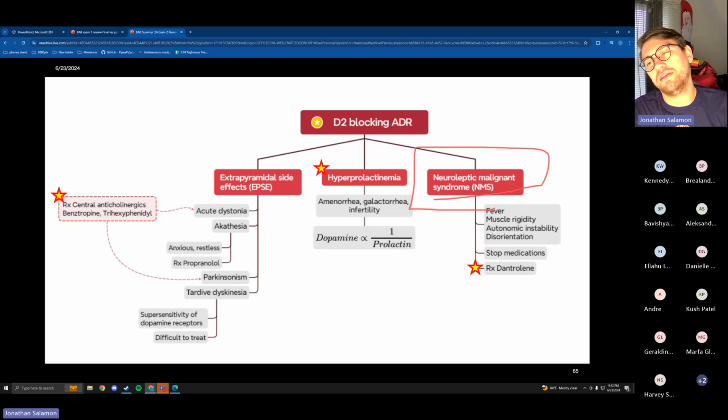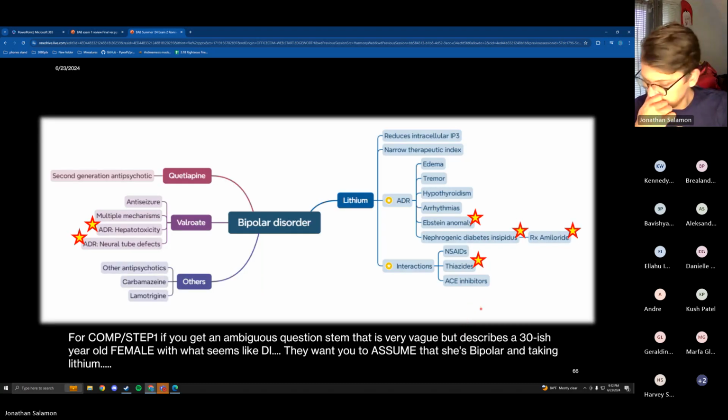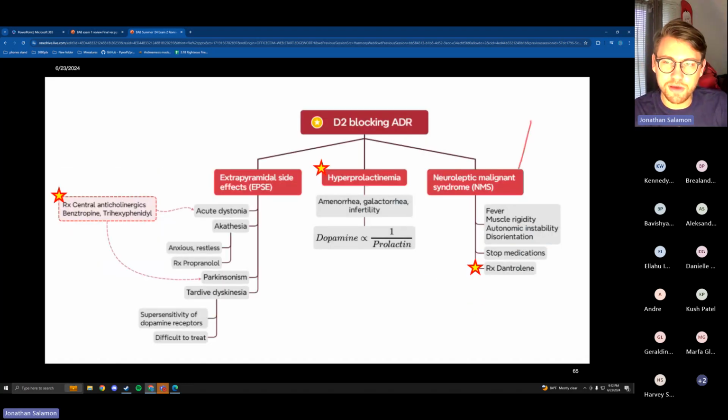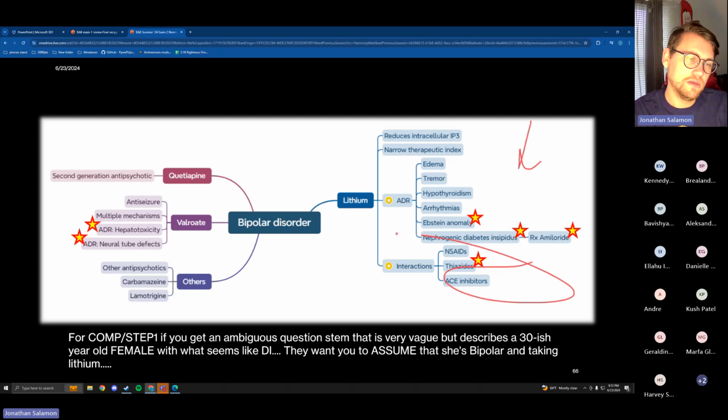Neuroleptic malignant syndrome is basically the same thing as malignant hyperthermia. You treat both with dantrolene. Know this. You will have a question about one of them. The answer will be dantrolene.